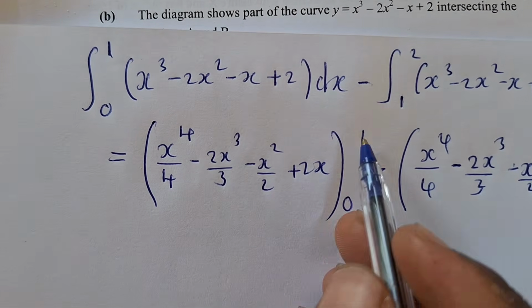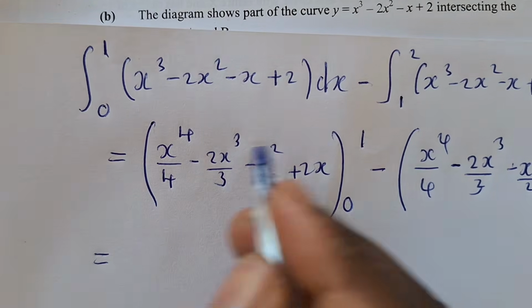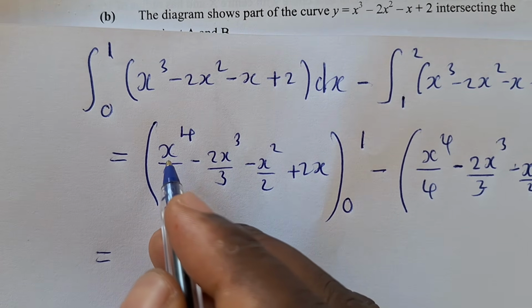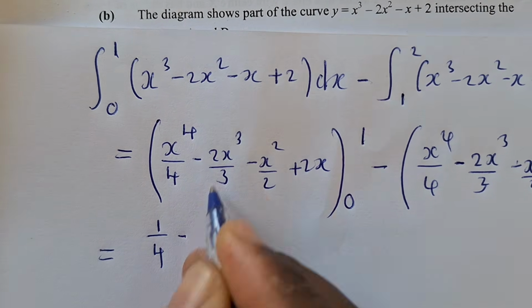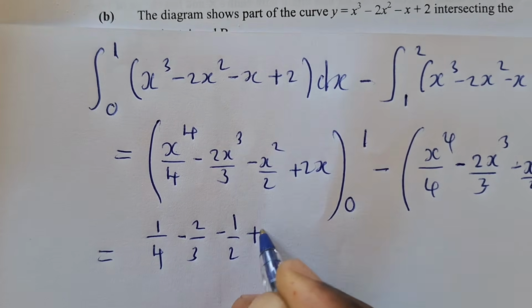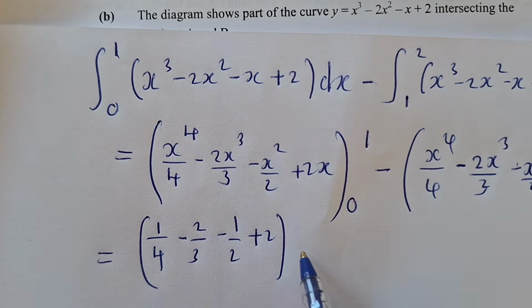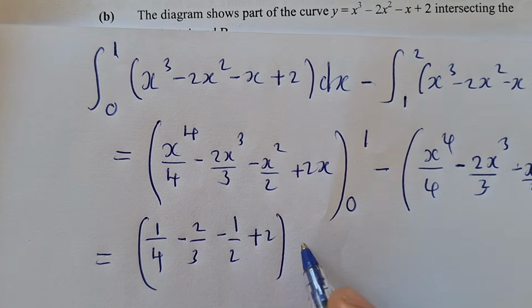Once we do that, we're going to substitute. Start with this one. When you substitute a 1, it will just be 1^4/4, here it will be 2/3, 1/2, plus 2. So that is when you substitute a 1 throughout, this is what you're going to get. For 0, just ignore it, it will just give us 0 for everything.